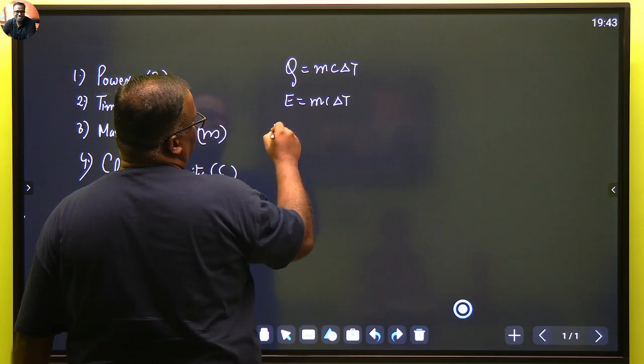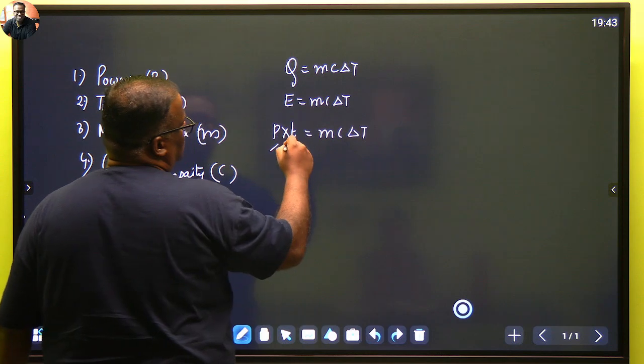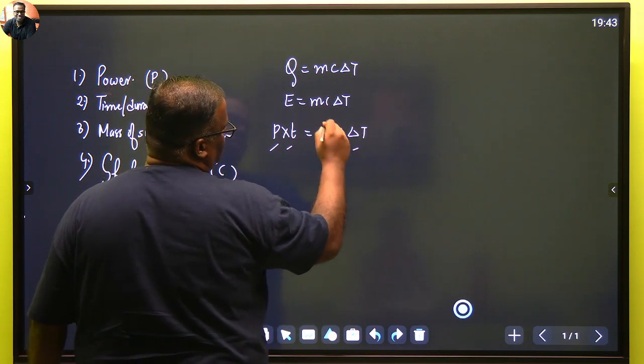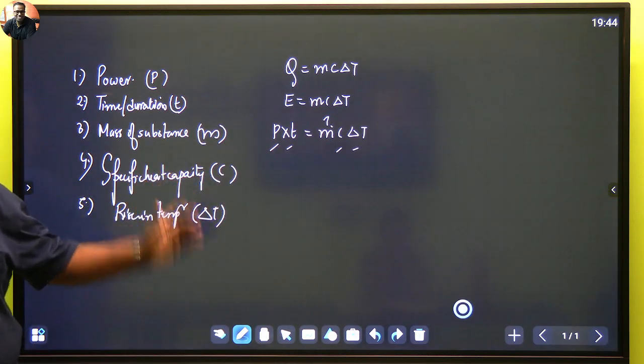E can be written as P into T, which is equal to mc delta T. Now this will be given, this will be given, this will be given. They may ask what the unknown is. So don't be a dumbo.